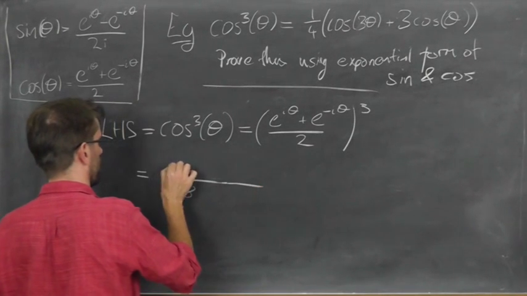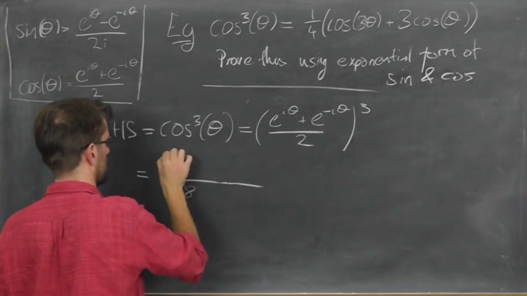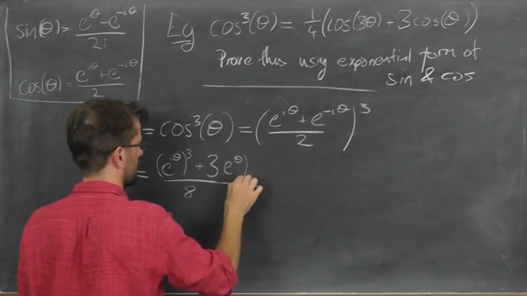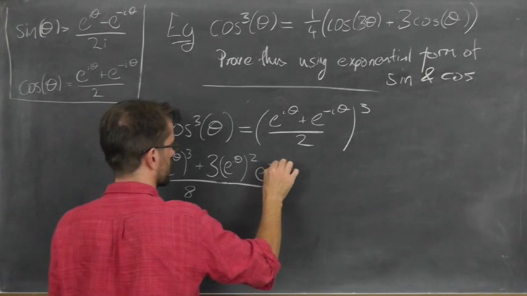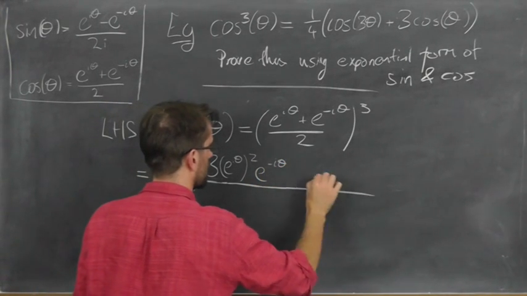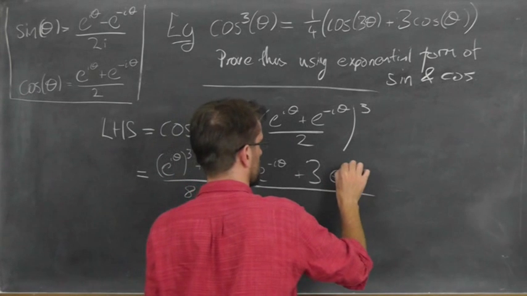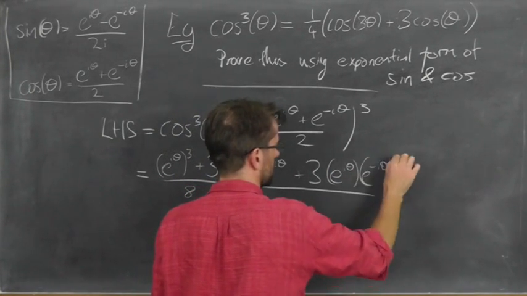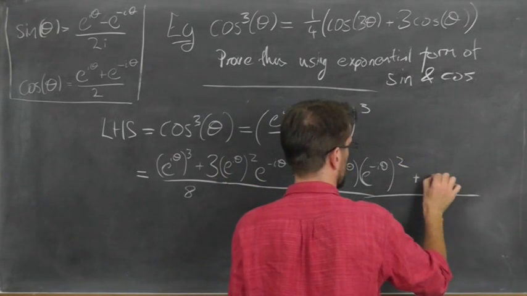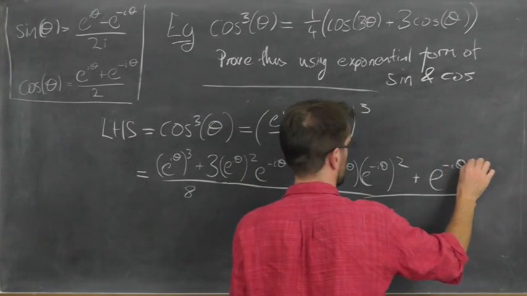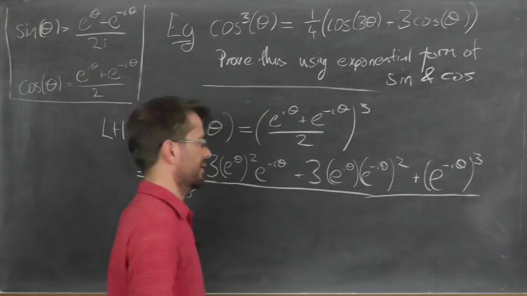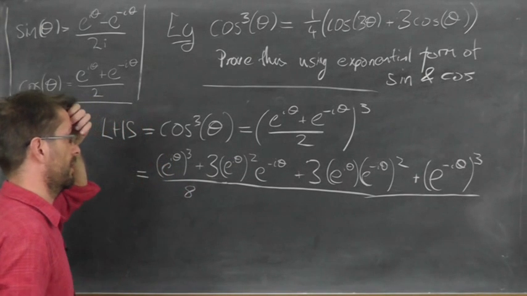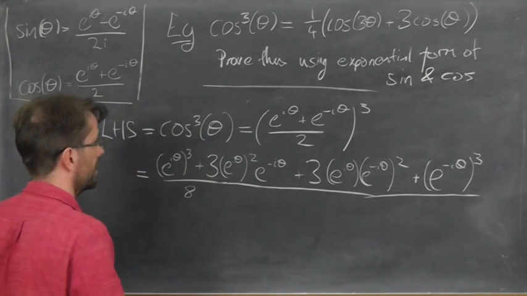On the top we have e to the I theta cubed plus 3 e to the I theta squared times e to the minus I theta plus 3 e to the I theta e to the minus I theta squared plus e to the minus I theta all cubed. So that's using the binomial theorem, or you can multiply it out separately if you prefer, but it's usually quicker to use the binomial theorem.